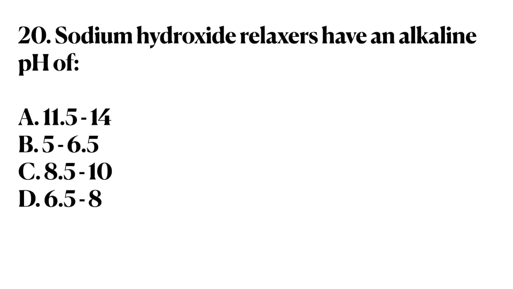Number 20. Sodium hydroxide relaxers have an alkaline pH of A. 11.5 to 14, B. 5 to 6.5, C. 8.5 to 10, D. 6.5 to 8. The answer is A. 11.5 to 14.